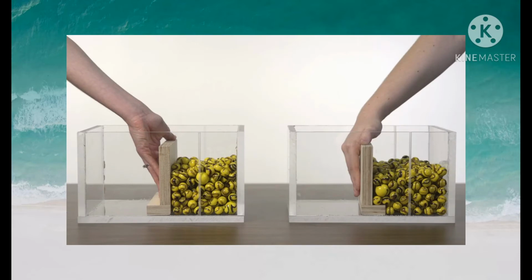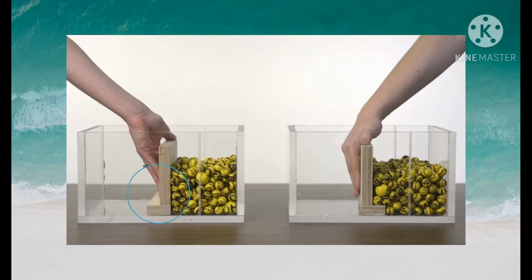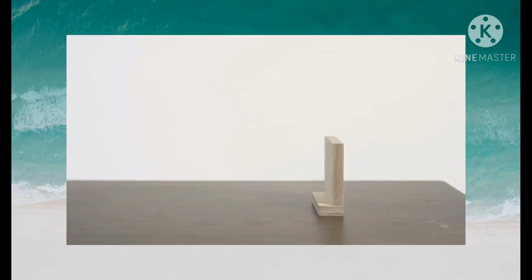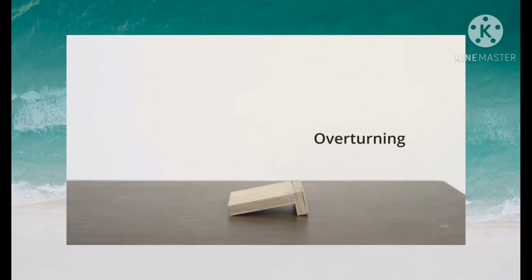If you were going to use an L-shaped wall to hold back soil and rock, as represented by these marbles, would you point the bottom leg towards the marbles or away from them? Many people would say that the base of the L should face away from the marbles. They probably realize that it is hard to tip the wall over towards the left if the bottom leg points in that direction. In engineering, we call tipping like this overturning.